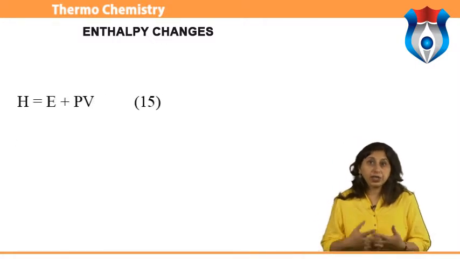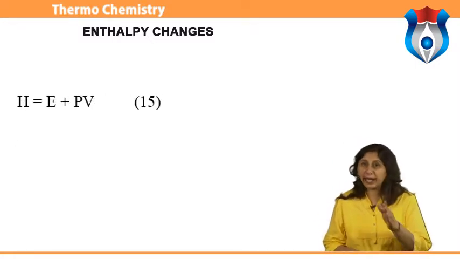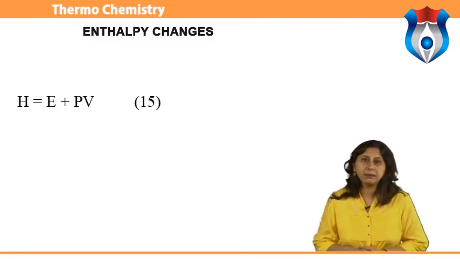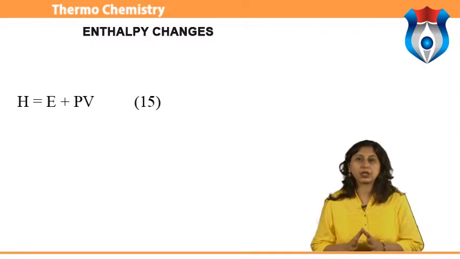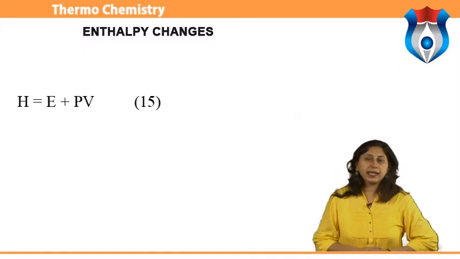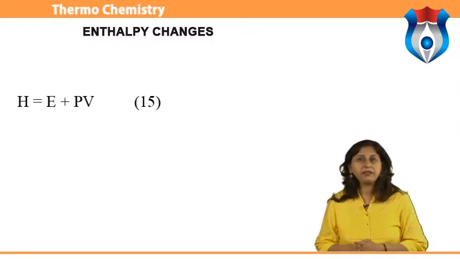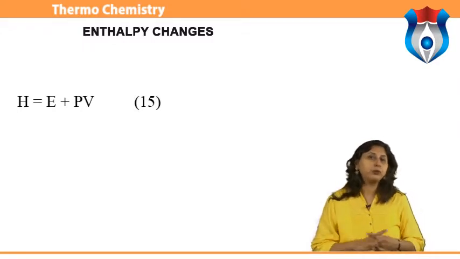At this stage, a new thermodynamic function H, called the enthalpy or heat content of the system, must be introduced, which expresses the thermal changes at constant pressure and is defined as H = E + PV, where E is the internal energy and P and V are pressure and volume of the system.